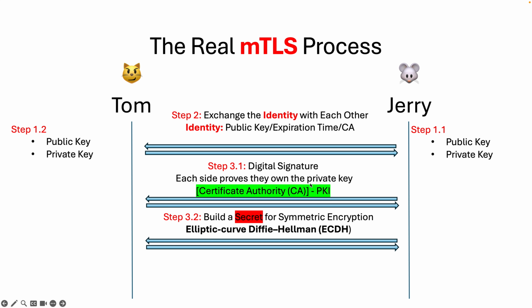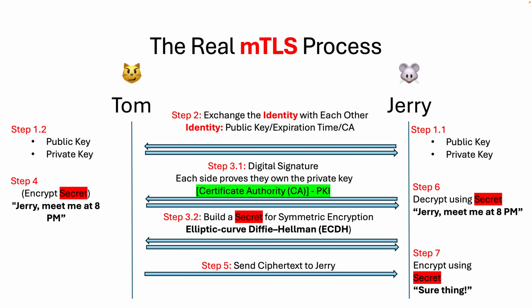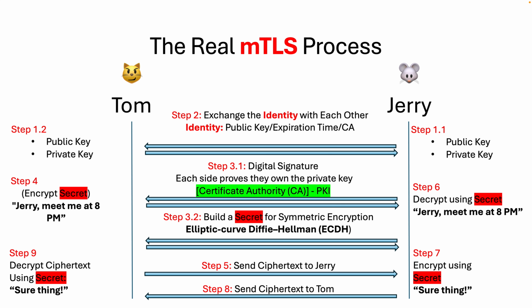But this shared secret is never sent through the network. They only send one part of it to each other. I will explain this in the next slide. For now, we know they have the same secure shared secret, and they have identified each other. Then the rest of the steps are very straightforward, just a common symmetric encryption process. Both Tom and Jerry can use the same shared secret to encrypt and decrypt.